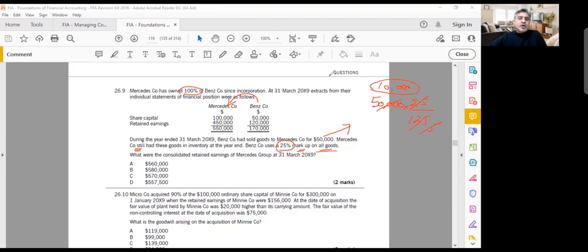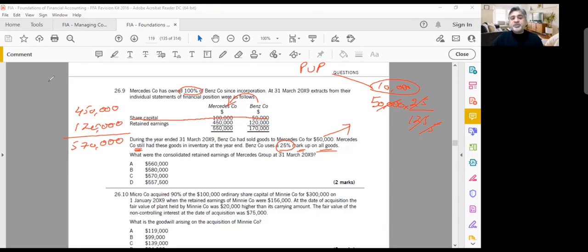And all of the goods are in stock, so all of that is unrealized. If they told me that 50% of the goods are in stock, I would have taken 50% of 10,000. But all these goods are in stock, so I'll take all of that now. If I have to do group retained earnings, it's a very simple thing. I don't need this actually. What we need is 450,000 plus 120,000, adding together, which makes 570,000. The total profit is 570,000.